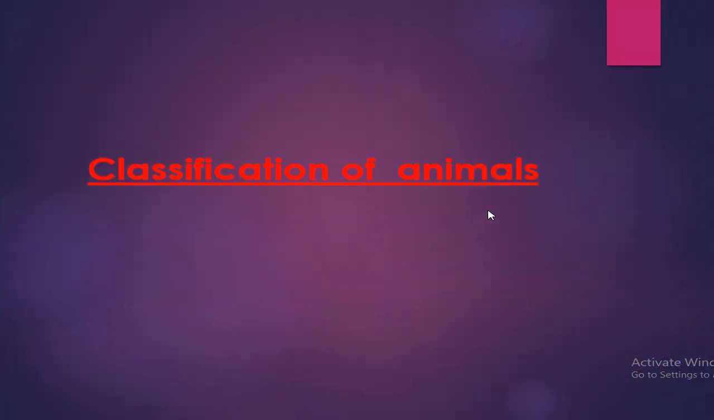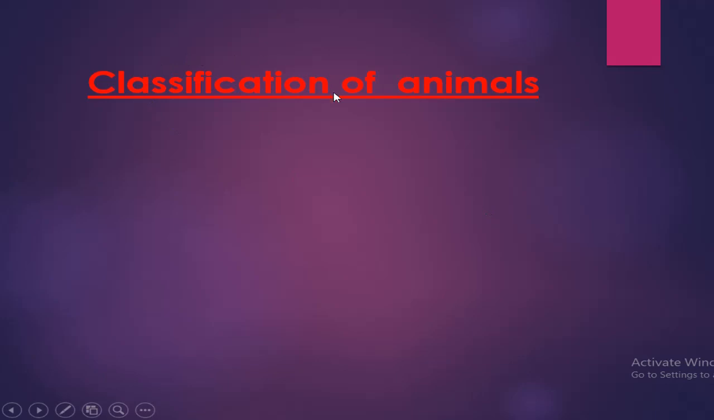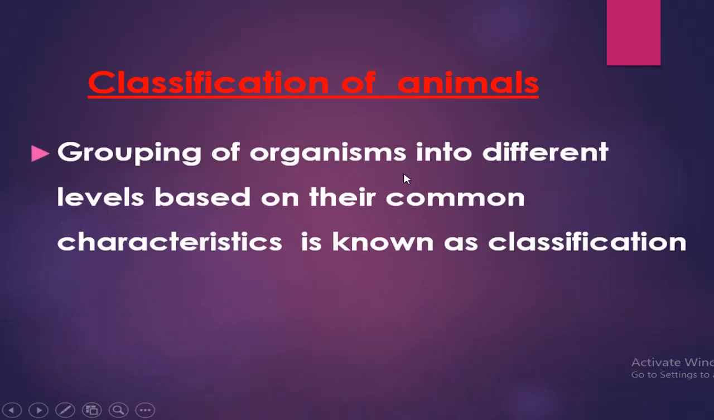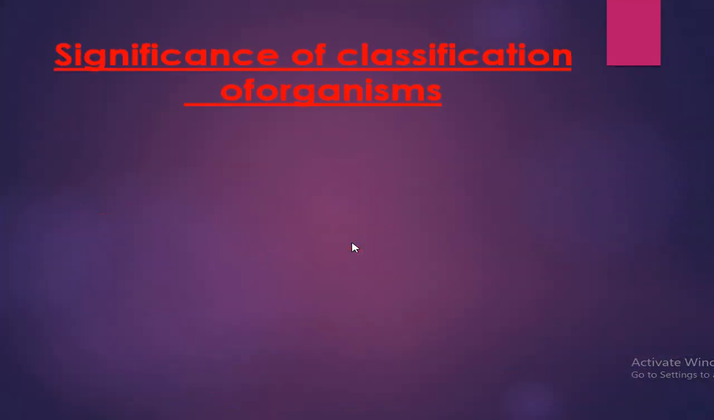In the Biosphere, firstly we have to learn about the classification of animals. What is the classification of animals? Classification of animals means grouping of organisms into different levels based on their common characteristics. This is known as classification. Now we have learnt what is meant by classification.